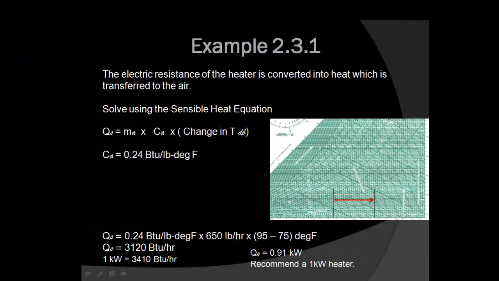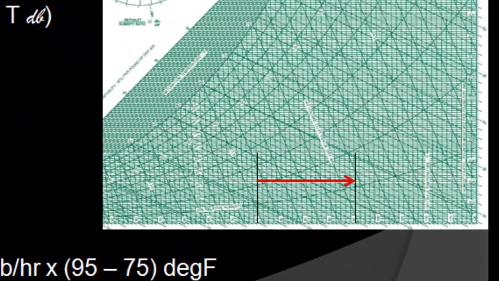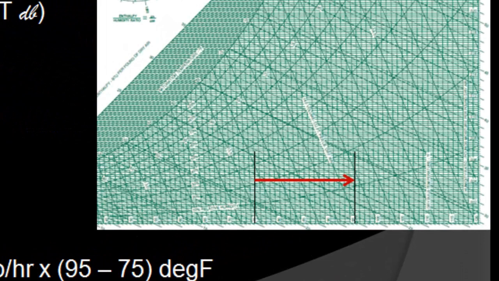The electric resistance of the heater is converted into heat. This problem is an example of a sensible change in the airstream as it is heated. On the psychrometric chart, it looks like a straight line along some line of constant humidity ratio.